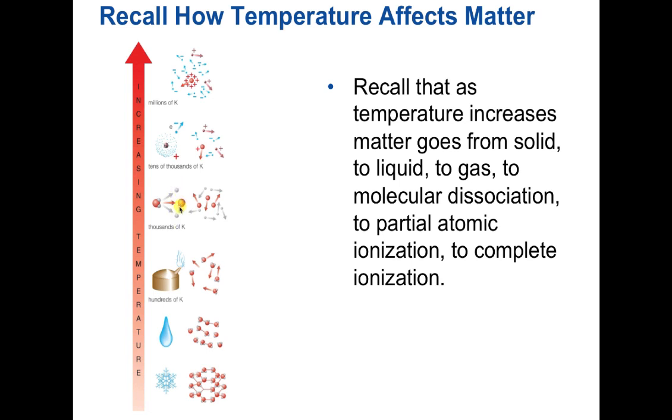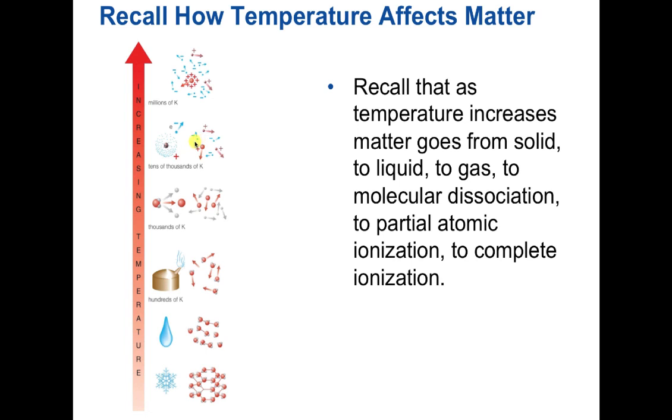And you're not necessarily taking the atoms apart, but you're taking the molecule apart. So it's molecular dissociation. At even higher temperature, now you can start taking the atoms apart. You can start removing electrons from the atoms, and you're left with a positively charged atom that might still have electrons bound to it, depending on how many electrons it started with.